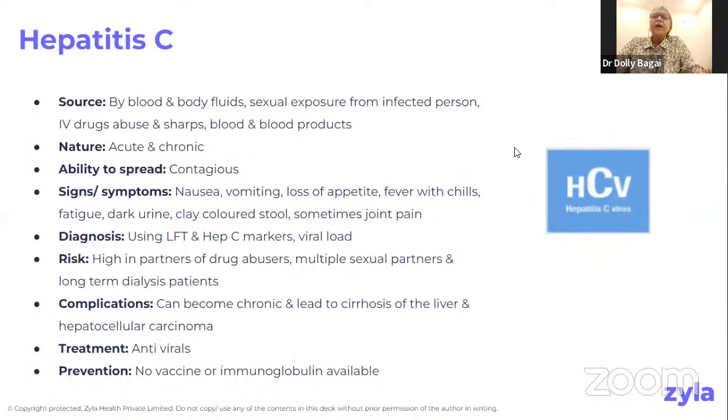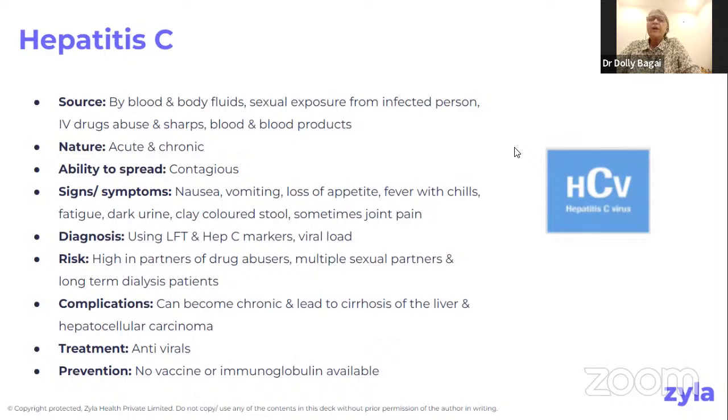Same as hepatitis B. The nature is acute as well as chronic, and there is ability to spread. It is contagious. Same way through blood and body fluids. What are the signs and symptoms? The signs and symptoms in all liver diseases are practically the same. Nausea, vomiting, loss of appetite, fever with chills, fatigue, dark urine, clay-colored stool, and joint pain.